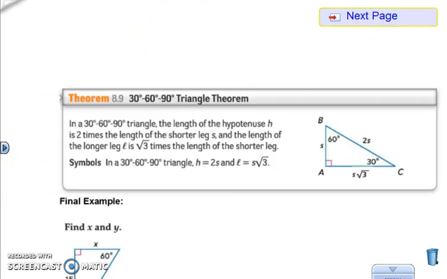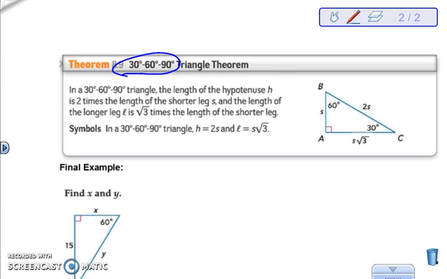Next up is the 30, 60, 90 right triangle. So like the previous triangle, it's called that because that's what the measures of each angle are. You notice over here, again, if you use Pythagorean theorem with s and s root 3, it should give you 2s. The key to remembering this rather, is that the hypotenuse is always twice as big as the smaller leg.